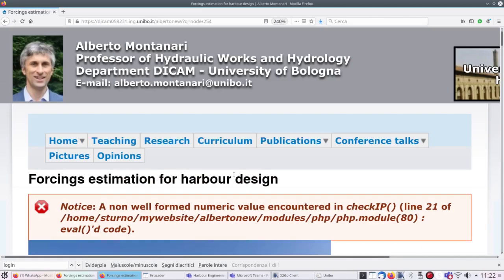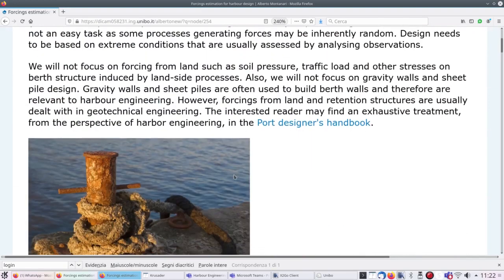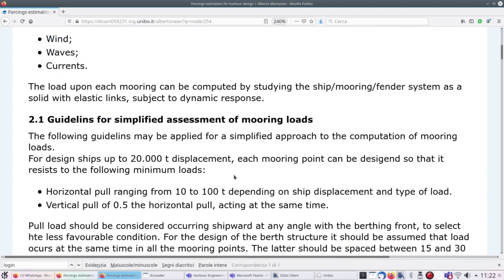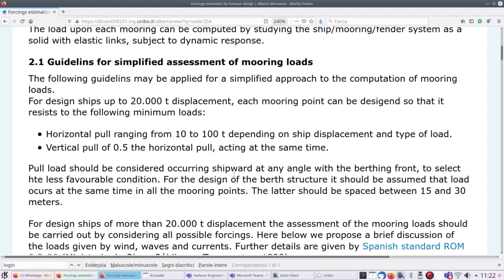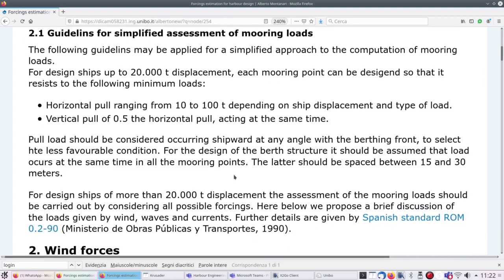Let me first start with the new additions. First of all, these additions are basically rules of thumb, which I added here and there to help you to assess the orders of magnitude, which, as you know, I think are extremely important. Let me go to guidelines for simplified assessment of mooring loads.